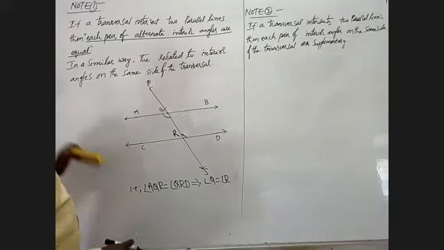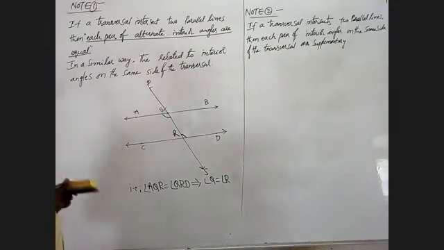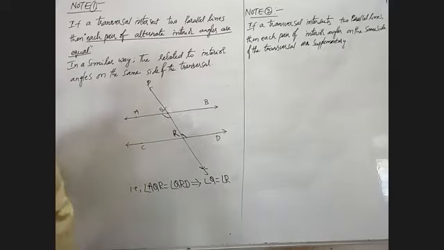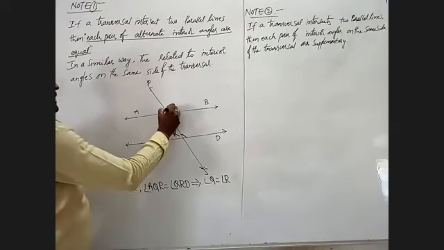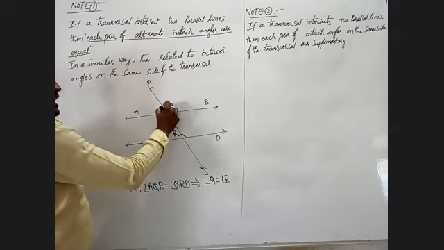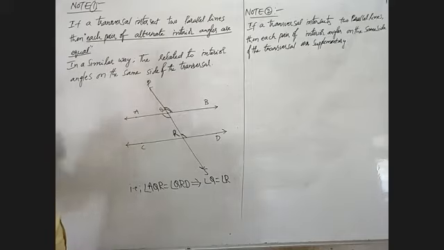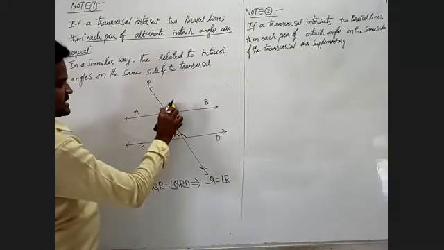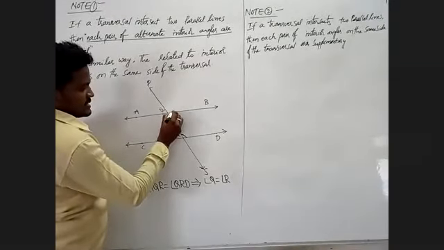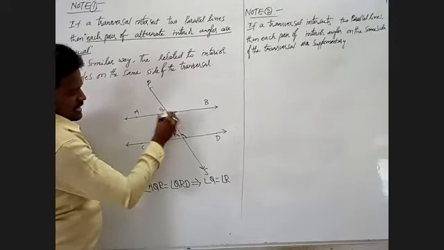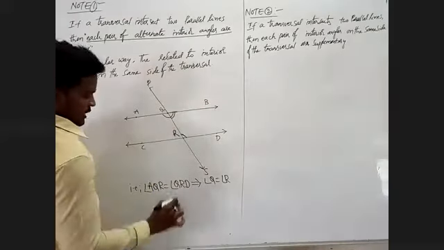Again, we will take one more, angle BQR. You observe, angle BQR is equal to angle QRC. This is also an interior angle. Do not take this one, this is exterior. We will take the interior one. Again, we will write angle BQR.